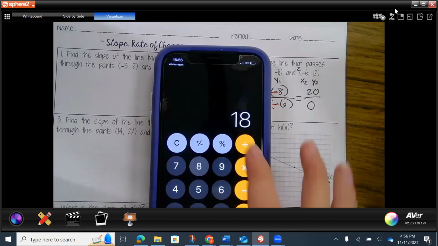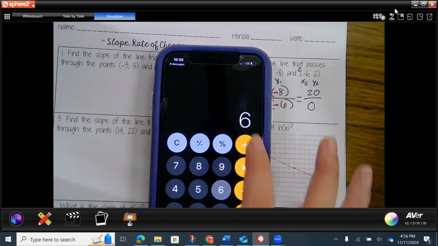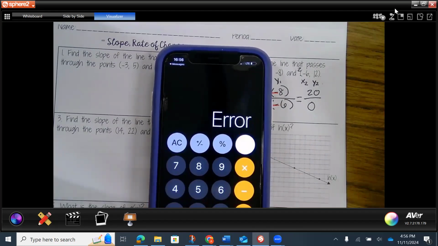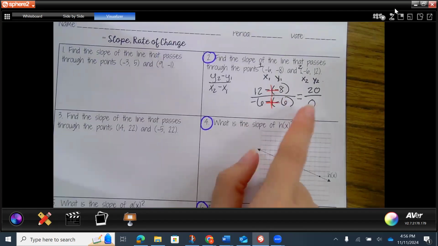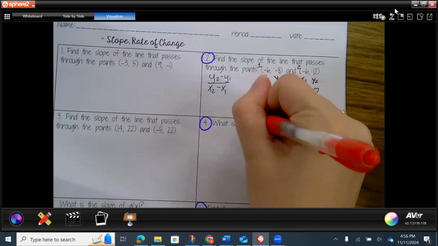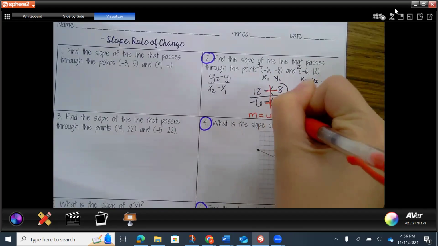Doesn't matter what we try. If I did 18 divided by 0, it's going to give me an error. If I did 6 divided by 0, it's going to give me an error. If I did 0 divided by 0, it's going to give me an error. So if you solve this and you ever get 0 on the bottom, your answer, your slope m, is going to be undefined.